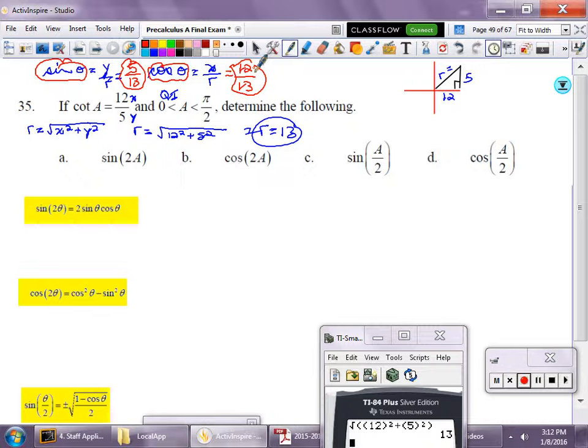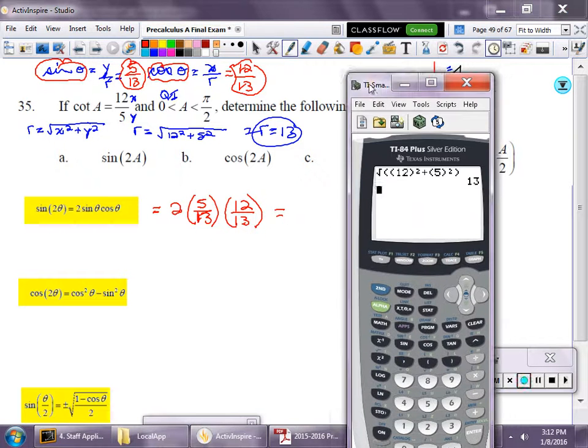All right, the first one is asking you to double that angle. We use the double angle formula for sine, and it will look like this: 2 times the sine of that angle, which we have up here in parentheses. We're just going to substitute 5 over 13. And then it's going to be cosine of the same angle, which is 12 over 13. Now, keep in mind, there are no variables here. We're asked to evaluate this, and we're just going to put this in our good old handy calculator.